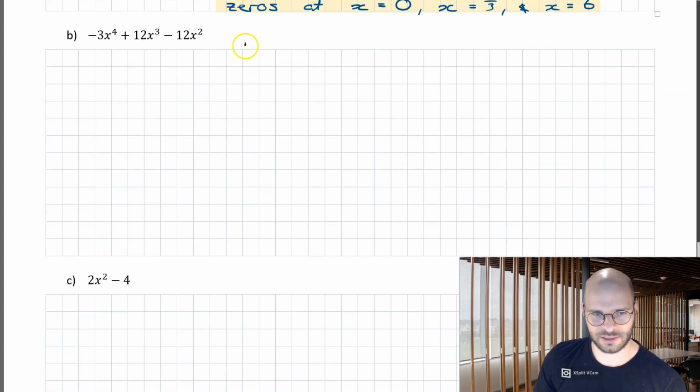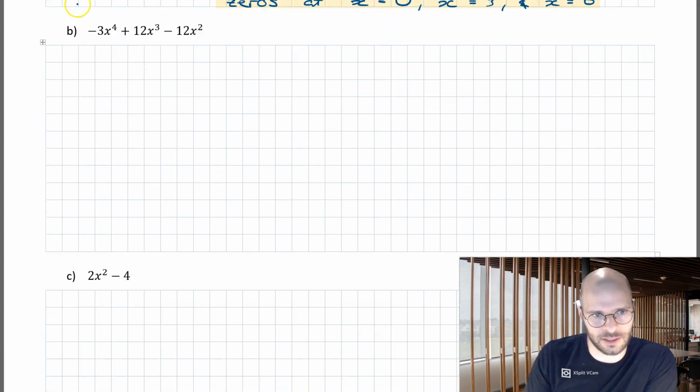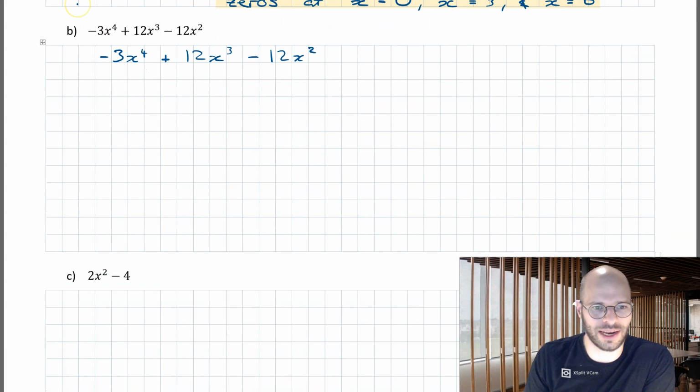Alright, next case. We have minus 3x to the power of 4 plus 12x to the power of 3 minus 12x squared. We want to factorize this. Now, much like in the previous example, we can see that we have powers that are higher than the square. However, this is seen across all of the terms, so we're able to factorize out these x squared terms to begin with.